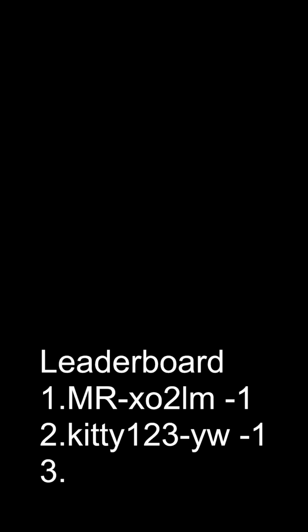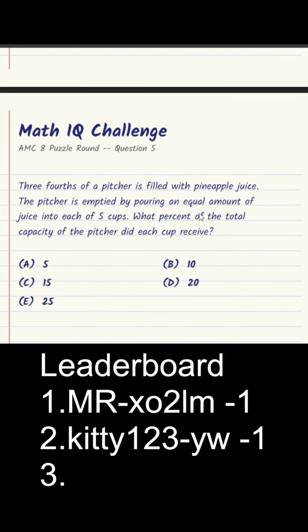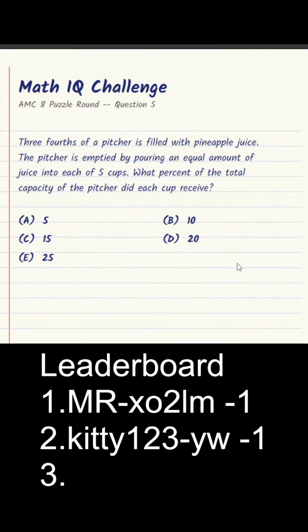So now let us move on to the next question. So let me read the question. The question is that 3/4 of a pitcher is filled with pineapple juice. The pitcher is emptied by pouring an equal amount of juice into each of 5 cups. So what percent of the total capacity of the pitcher did each cup receive? The options are option A 5, option B 10, option C 15, option D 20, and option E 25. So you can comment your answer in the chat.